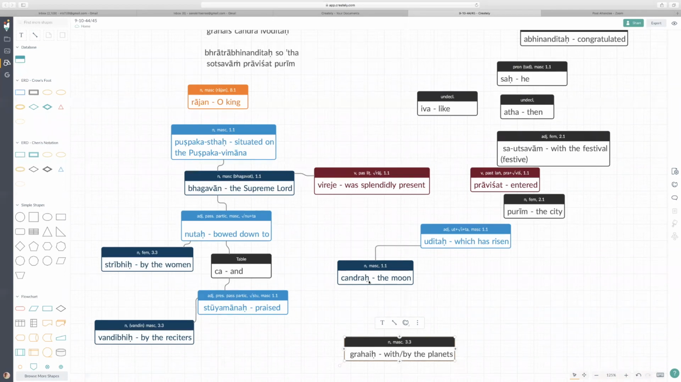Another take on it would be how Bhagavan is splendidly present among them. So the Chandra is also present, rising along with the planets, meaning among the planets. But grahaihi cannot mean among. For that you would have used the sixth or seventh case vibhakti, and we use tritiya vibhakti. So my second option is: Bhagavan was splendidly present in the same way, Viraje Chandraha, just like the moon that has risen is splendidly present together with other planets. That could be another take. In the same way, the Bhagavan was splendidly present.